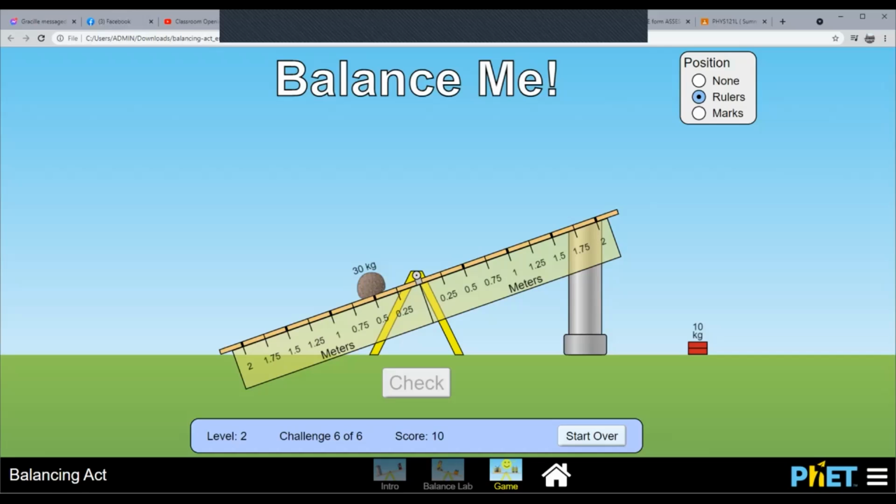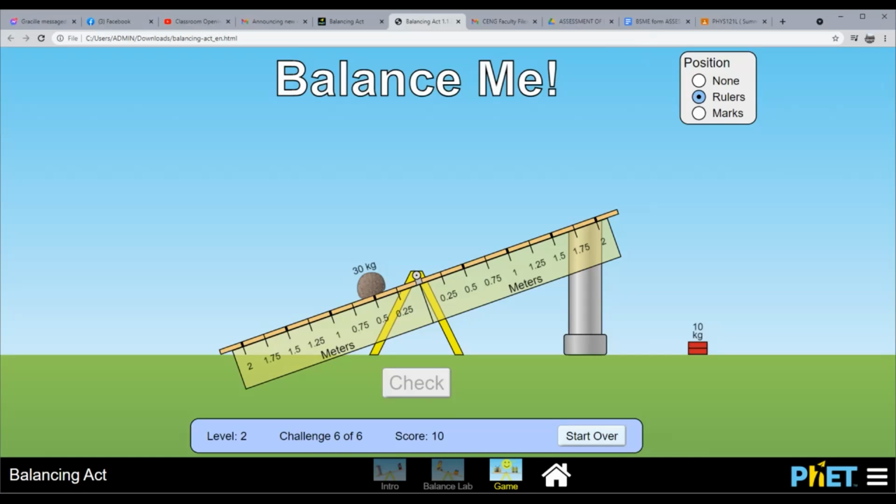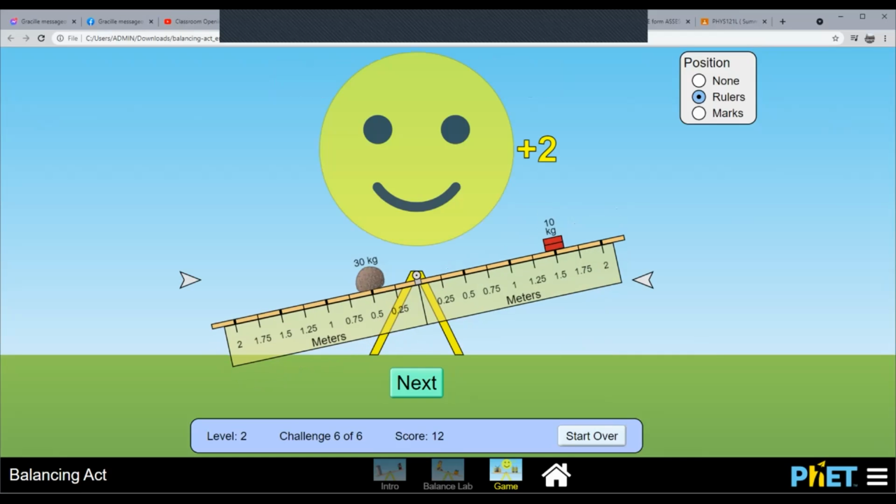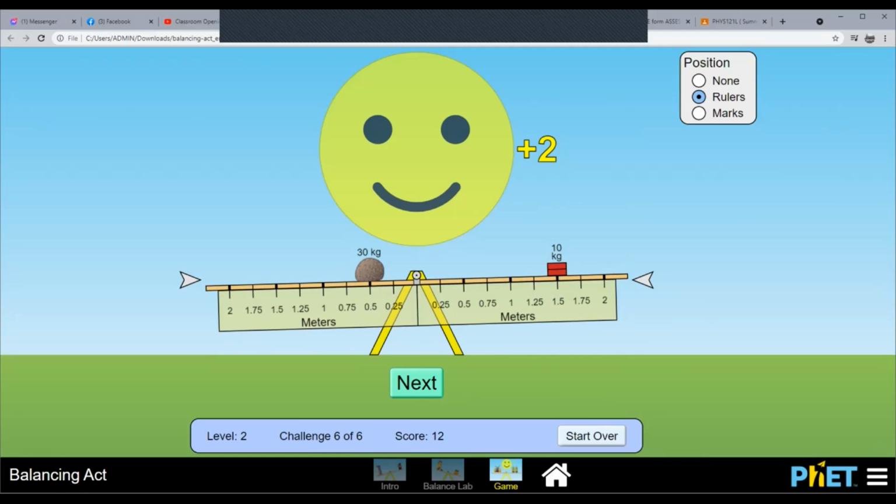Where do we put the 10 kilogram to balance the fulcrum? 1.5 po. Ito, dito. Yes, ma'am. Okay, let us check. Okay, so that's very good.